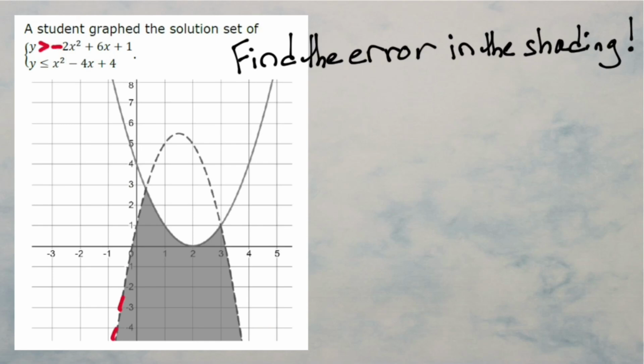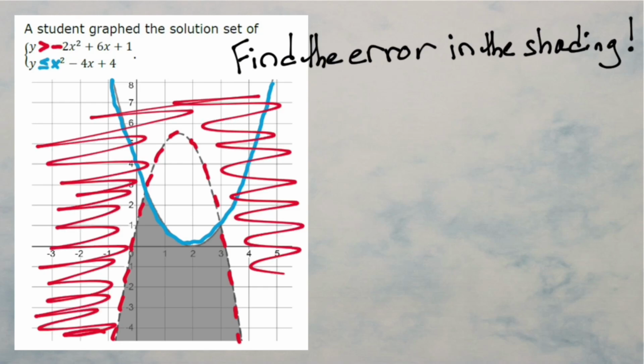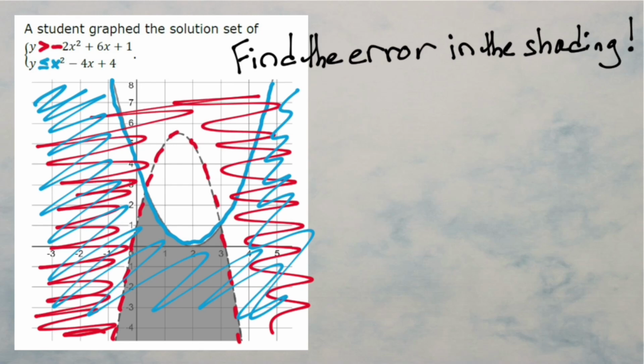All right, so first observe that the top equation said y is greater than, and then it said negative, so that indicates that it is the upside down parabola that you see there with the red dotted line. And then we have the positive parabola, which would be the one that is in blue, opening upward, and then look at where things are supposed to be shaded. In the first one, it says greater than the negative parabola. So that would mean above, which is where the red squigglies should go. And then the second one, it says less than or equal to the positive parabola, which would be underneath.